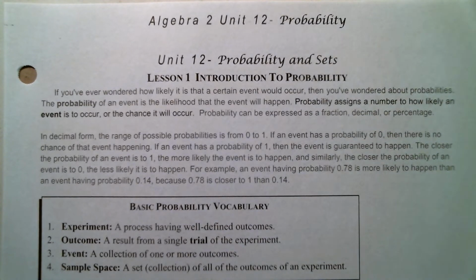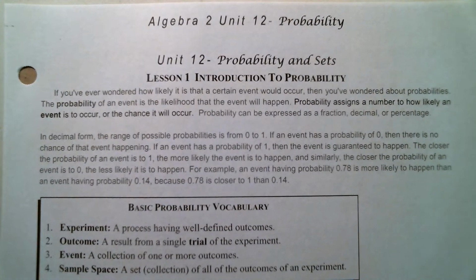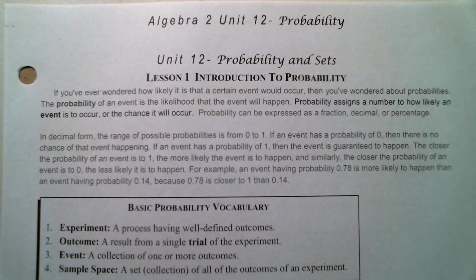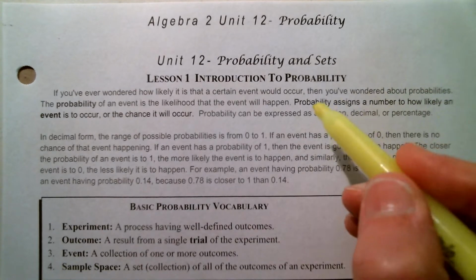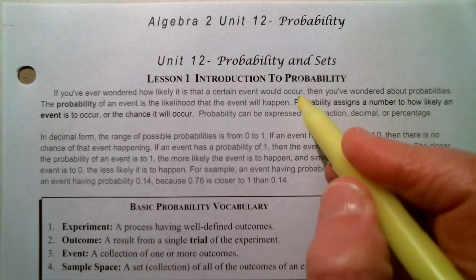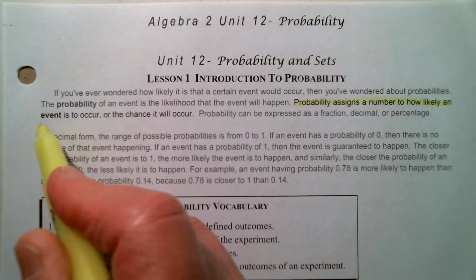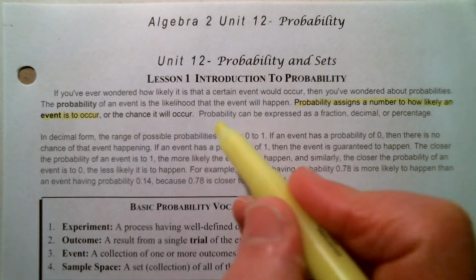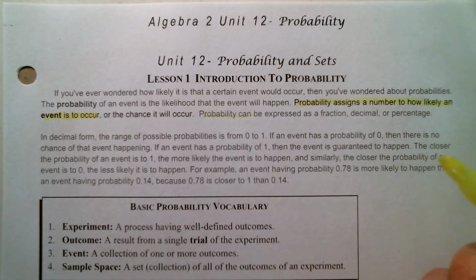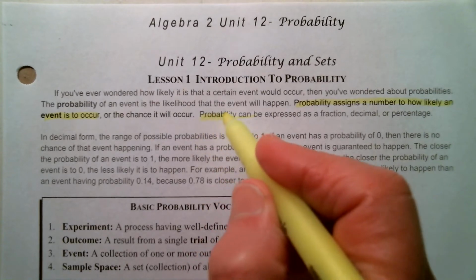If you ever wondered how likely it is that a certain event will occur, then you've wondered about probability. The probability of an event is the likelihood that the event will happen. Probability assigns a number to how likely an event is to occur, or the chance it will occur. Probability can be expressed as a fraction, a decimal, or a percentage.